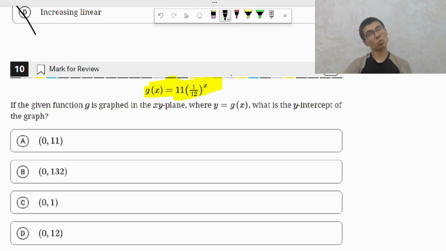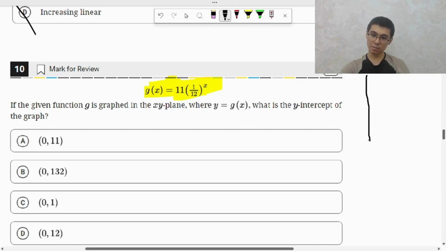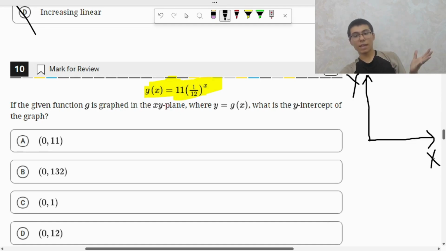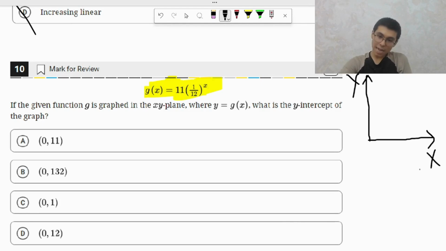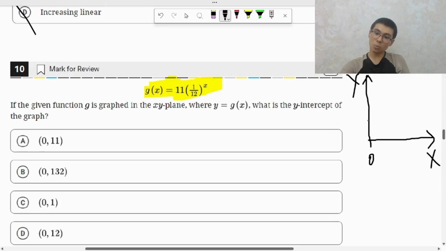So you first have to know what y-intercept actually means. If we have a graph like this, here we have y and here we have the x coordinates. Let's say x equals 0, what's the value of y, right? An initial point.